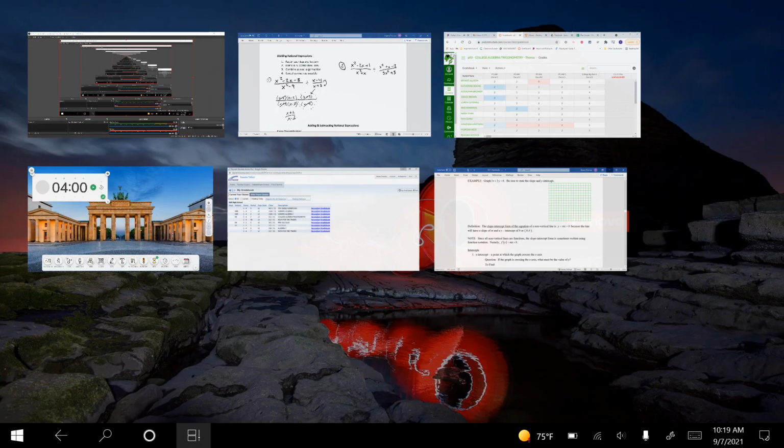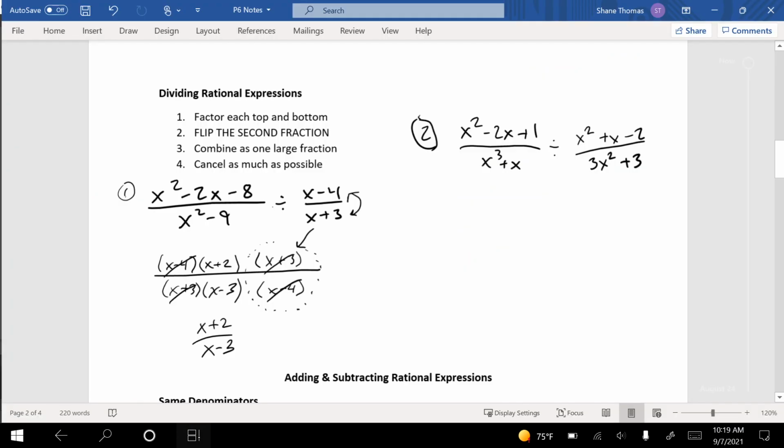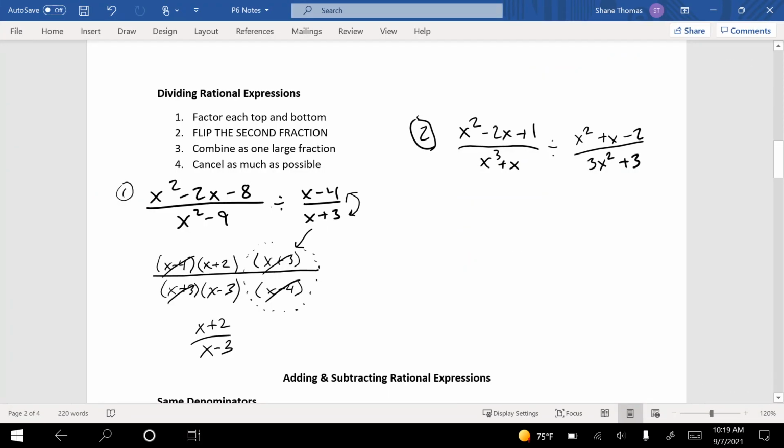Alright, so I factor this one. Factor the left-handed one. What's it factor to be? x squared minus 2x plus 1. What's that going to be? x minus 1, x minus 1. What's the bottom of it? x times x squared plus 1.